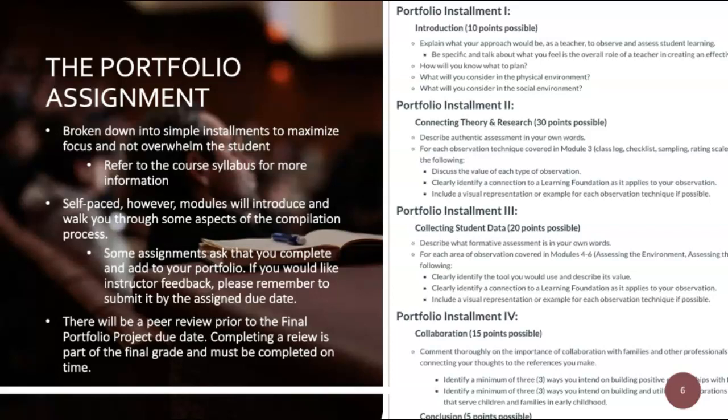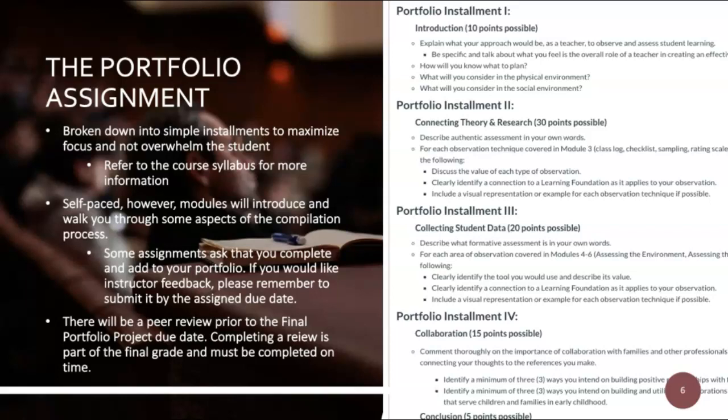As you can see, portfolio installment 1 is your introduction. You're going to explain your approach to observing and assessing, what your plan is, and you'll make sure to complete each of those prompts. Portfolio 2 really is going to be Module 3. You will be describing authentic assessment in your own words. We will be reviewing 7 observation techniques, which you will then need to discuss the value of each of those techniques. You will need to connect each of those techniques to the learning foundation, and you'll need to include a visual representation or example for each.